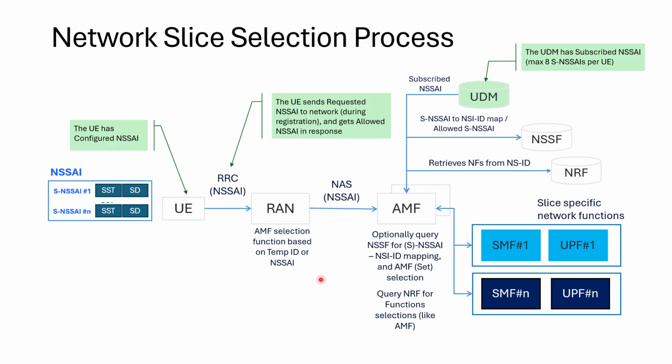If the failure happens at the UDM, it could be some provisioning issue. If the failure is at the NSSF, it could be a mobility or topology issue, like the slice is not deployed where the user is currently located. And if it fails at the NRF, it could be a microservices issue, like the AMF cannot resolve the IP addresses for the target SMF.